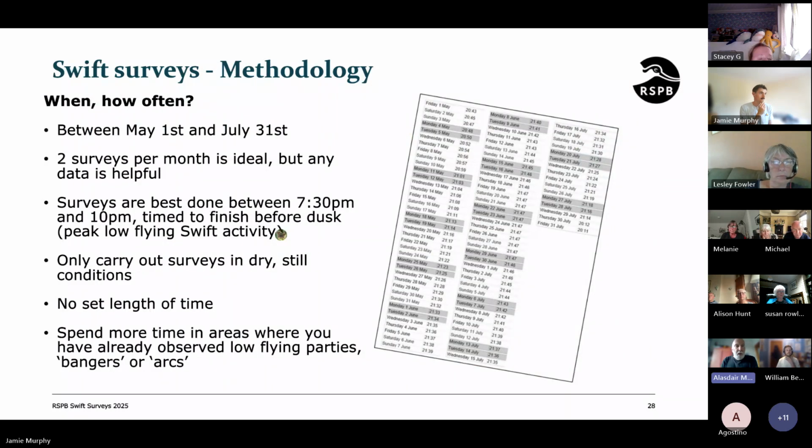So carrying on with the methodology, when and how often? Well, again, we normally start from the beginning of May and look at what's going on. Usually ask people to do about 2 surveys per month, so maybe about once a fortnight for about an hour or so. The best time is between about 7:30 and 10 in the evening for dusk, which obviously changes as the months go by, but that's when there are most swifts flying low around and when they'll be coming back to nest, to roost.